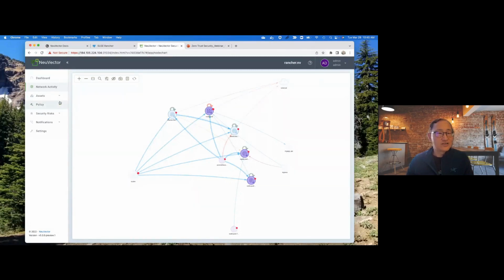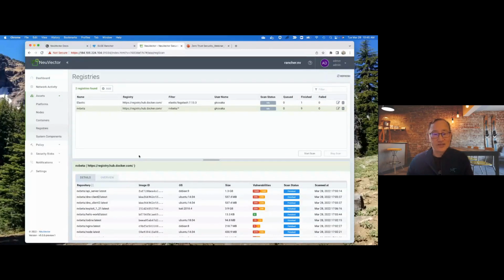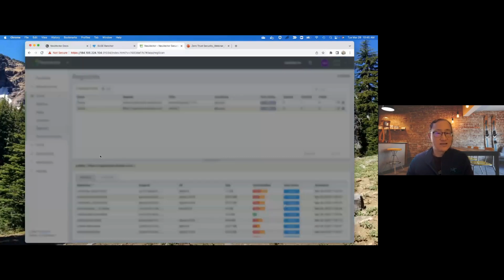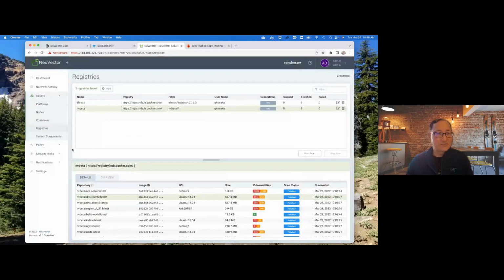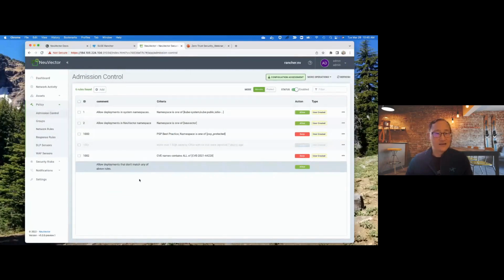So as I mentioned, one of the key gateways between the dev environment and the production environment is admission controls. Once we have scanned images in a registry and detected vulnerabilities, we can also set up some admission controls where we can allow or block deployments into my production environment based on certain criteria. Some criteria are based on more traditional controls, like if it's got certain vulnerabilities, in this case the Log4j vulnerability, I'm going to block that.